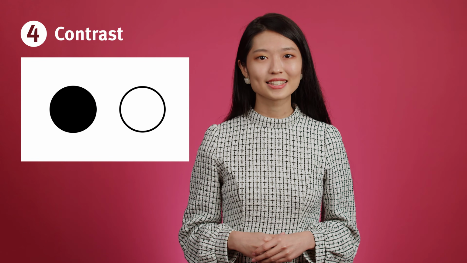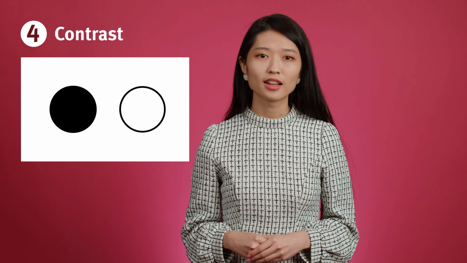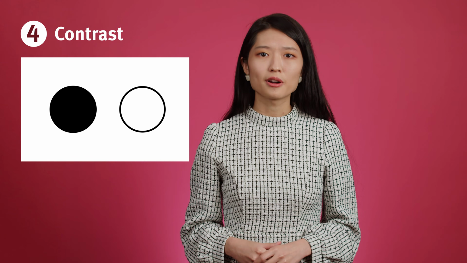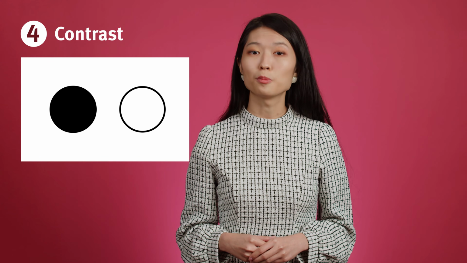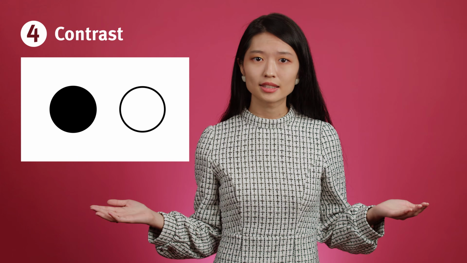Finally, contrast. An object with higher contrast to its surrounding environment draws more attention. In this case, since the background is light, the dark circle on the left appears to be more noticeable than the circle on the right, even though they are the same size. Let's take a look at some examples of how we could apply these properties to empower our visual designs.